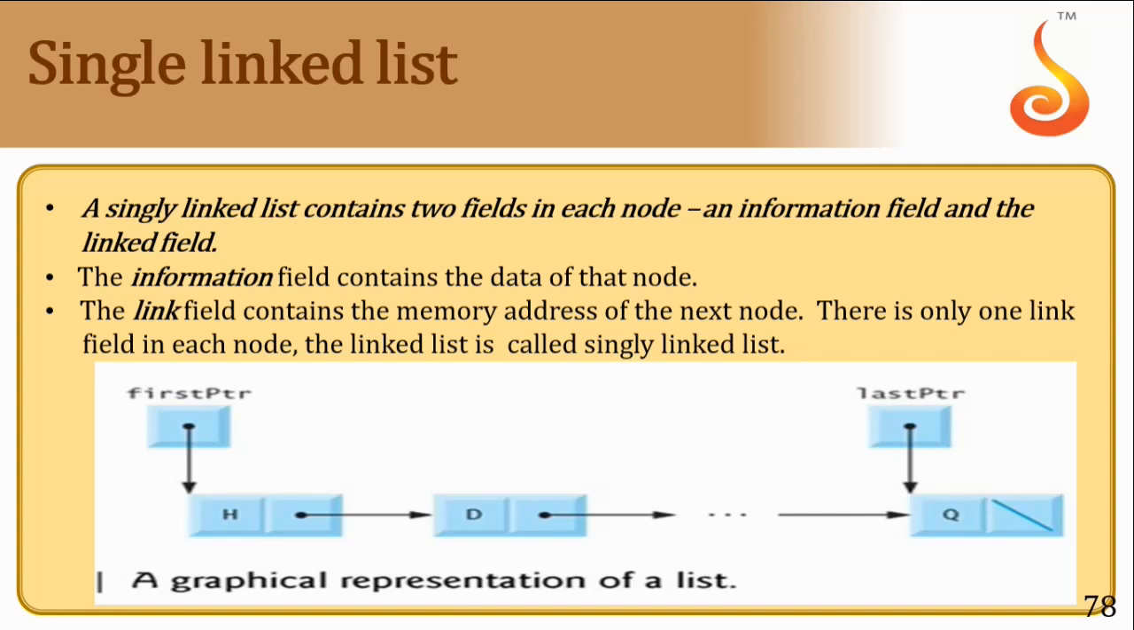If you want to do the traversal, the sorting, insertion, deletion, you should be able to traverse it. So what I do is, we have a link part, which is a pointer which will hold the memory location of the next node in the list. That is why I have a link part here.